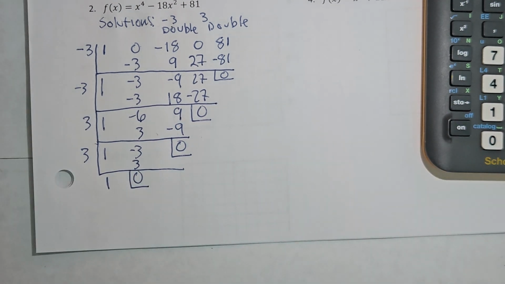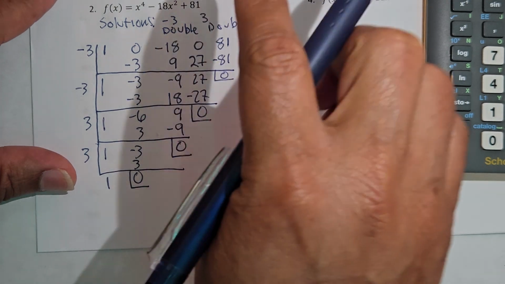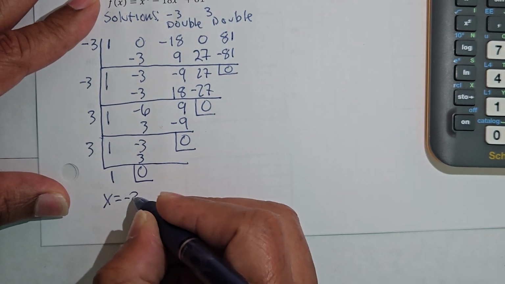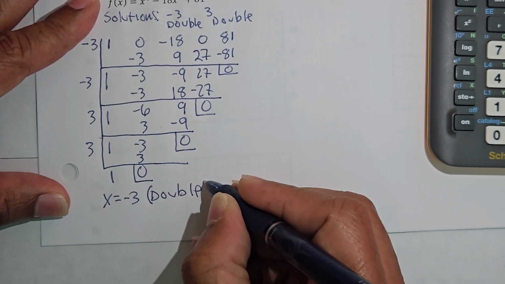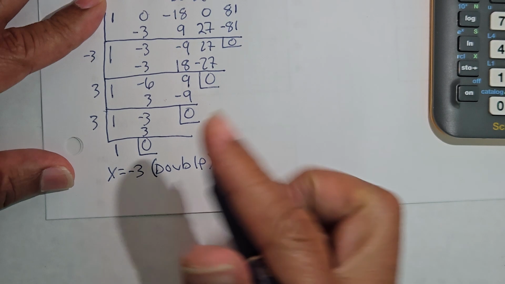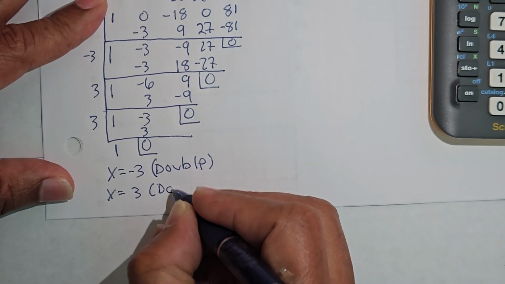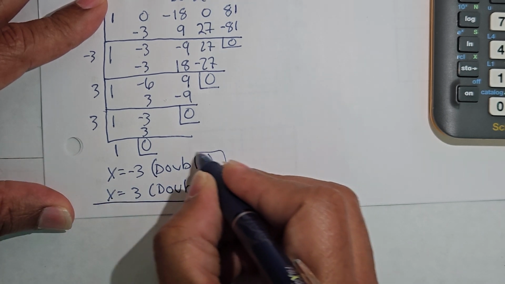So far, we've actually proved that x equals negative 3 is a double solution, and x equals positive 3 is also a double solution. So x equals negative 3 is a double. And we proved it not just by using the calculator, we actually did synthetic division. And the other is x equals positive 3 is also a double solution. So there we have all 4 solutions for this polynomial as we expected.